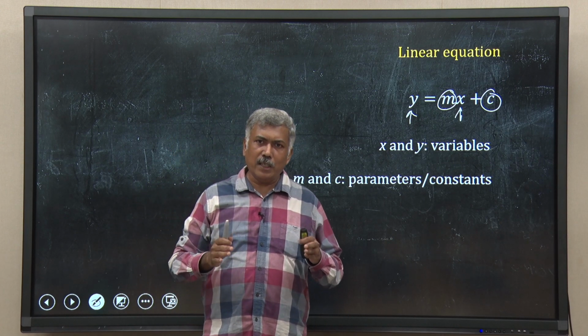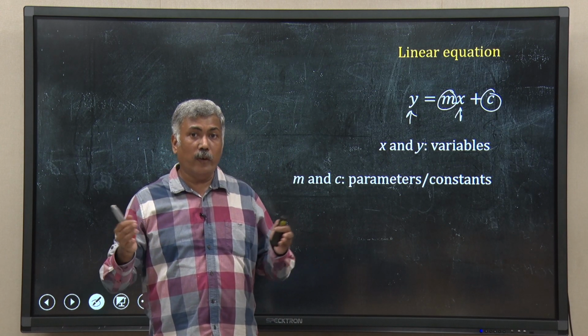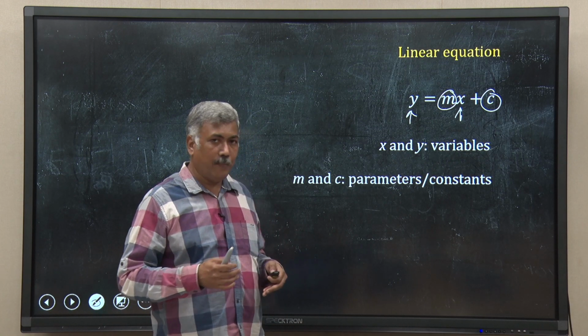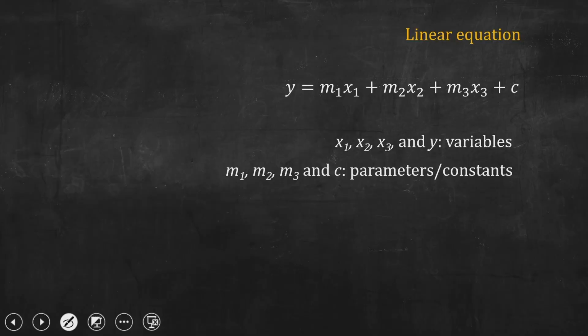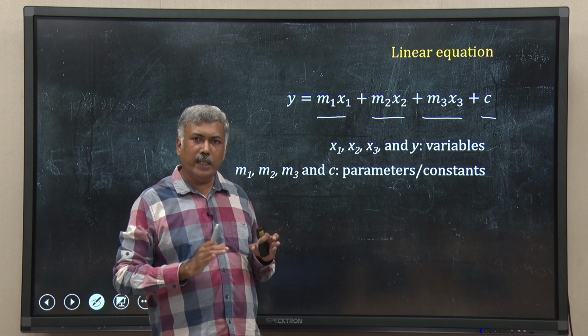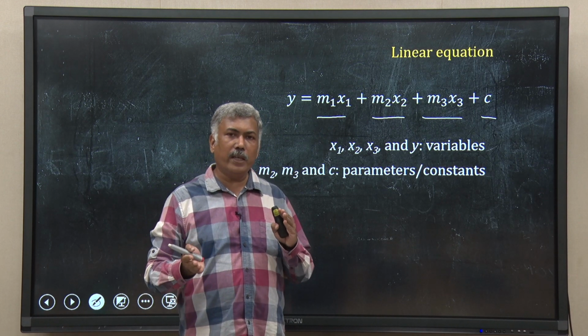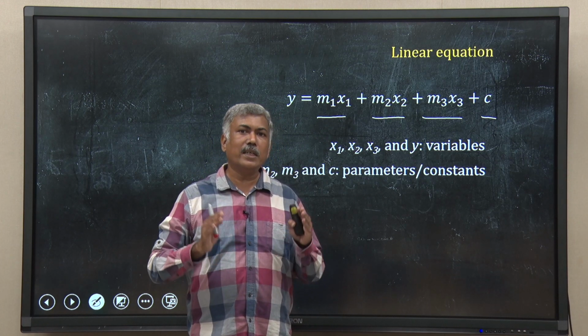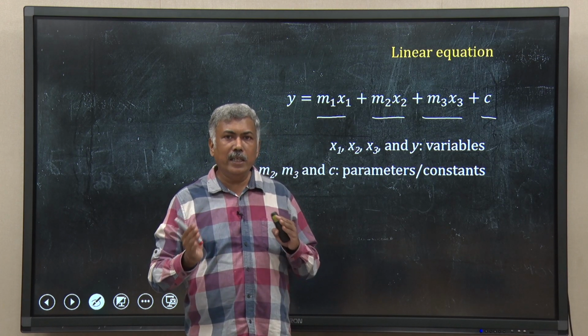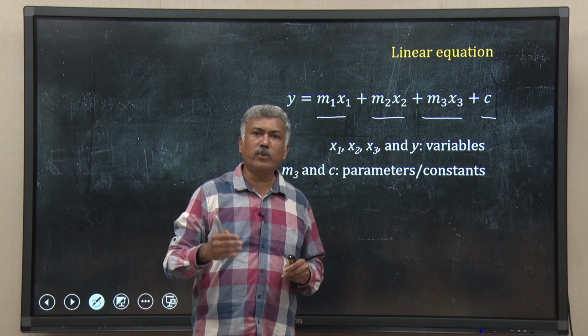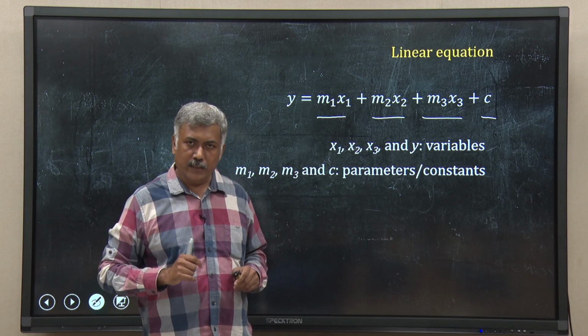Similarly, there is nothing specific that I have to keep only two variables y and x. I can have multiple variables, but still have a linear relation. For example, y equal to m1 x1 plus m2 x2 plus m3 x3 plus a constant. This one is also linear because the power of these x's is 1, and there is no multiplication between these variables. So, this is a linear equation representing a linear relation between these three x's and one y, whereas m1, m2, m3 and c are constants.